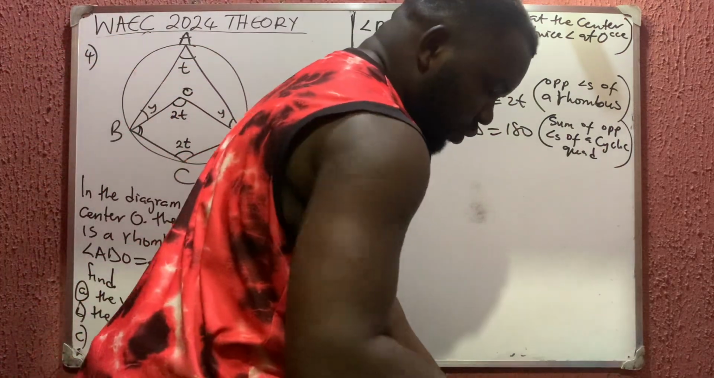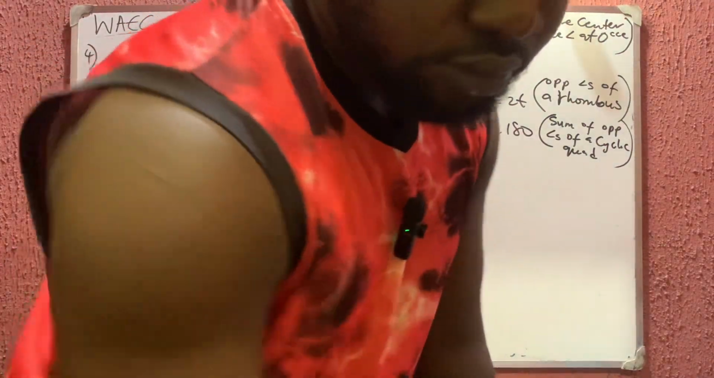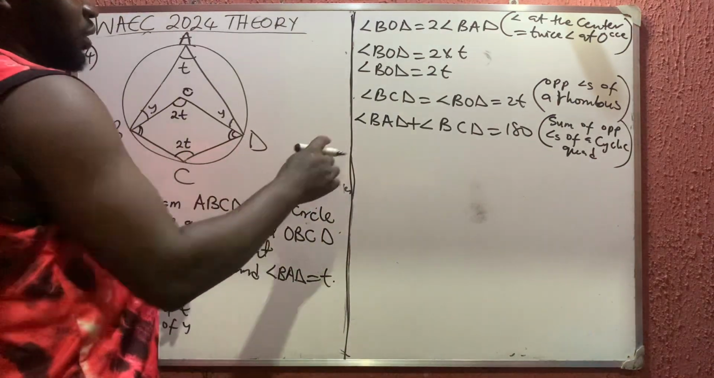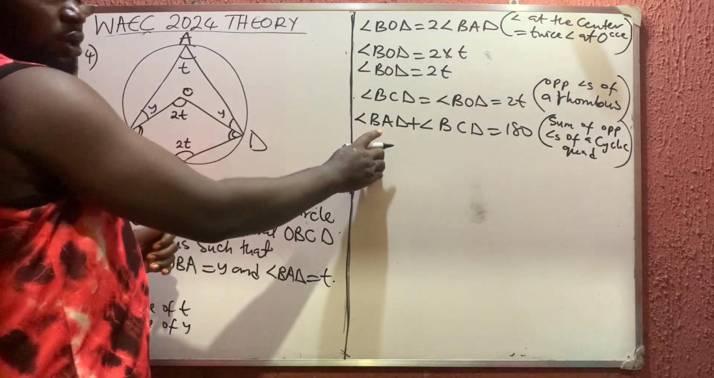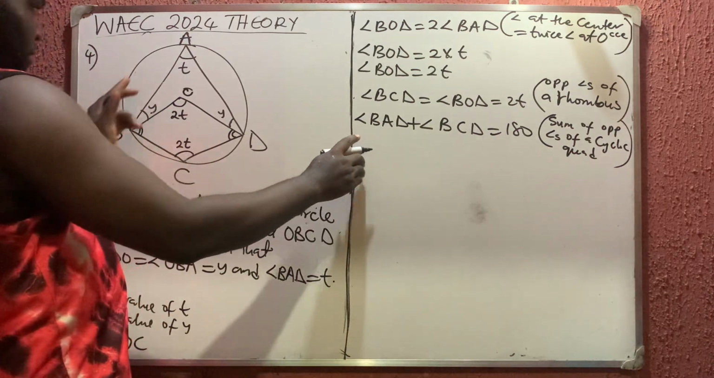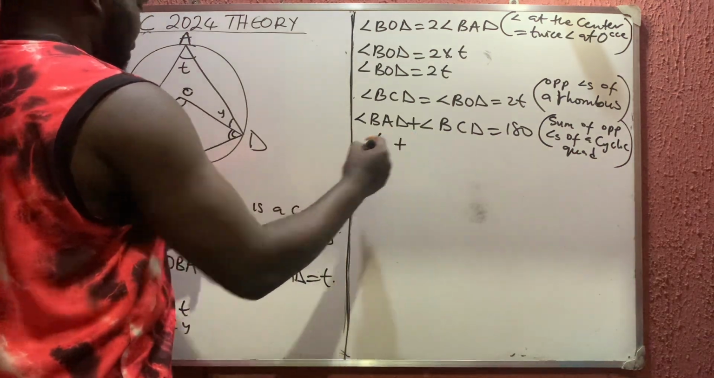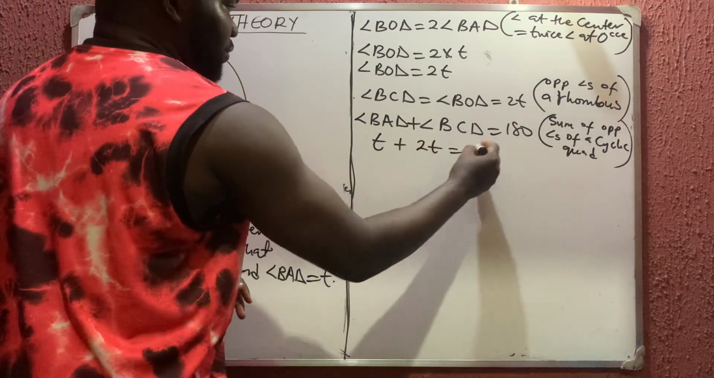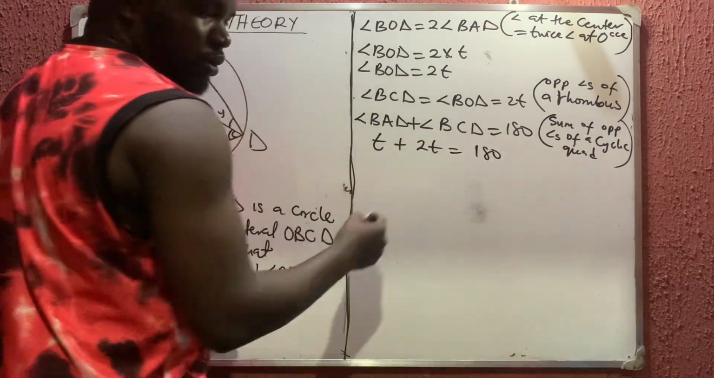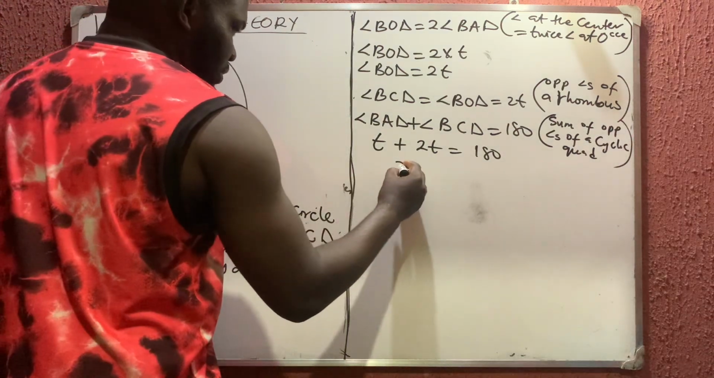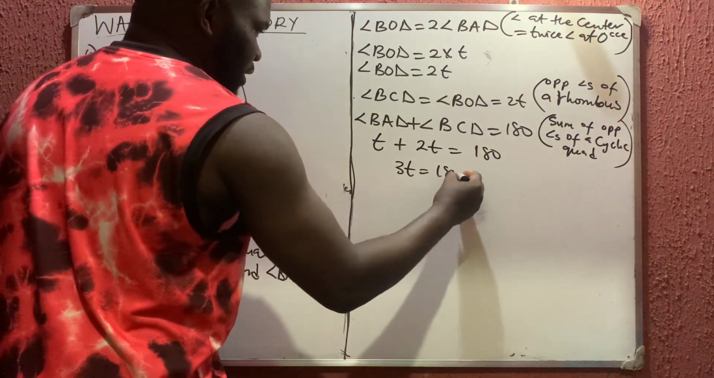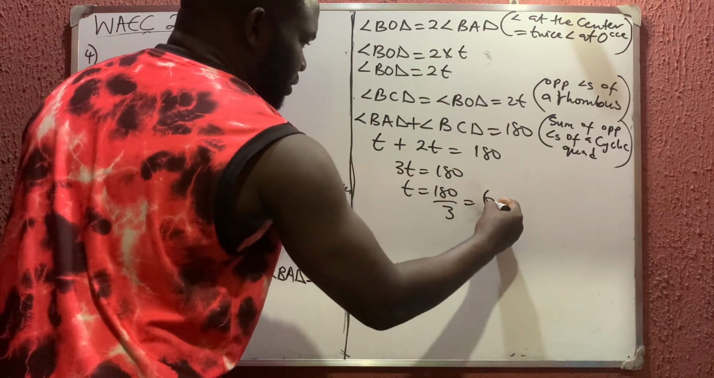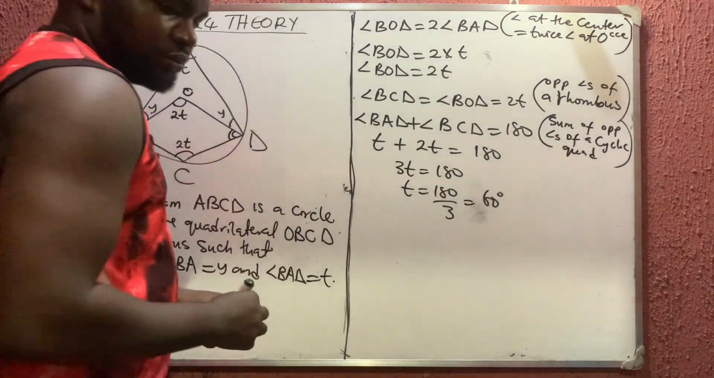So the next thing we do is to have that BAD, which is t, plus BCD, which is 2t. If you add, you have, they say, is equal to 180. So I'm having that 3t is equal to 180. So therefore, my t will now be 180 divided by 3, which is 60 degrees.